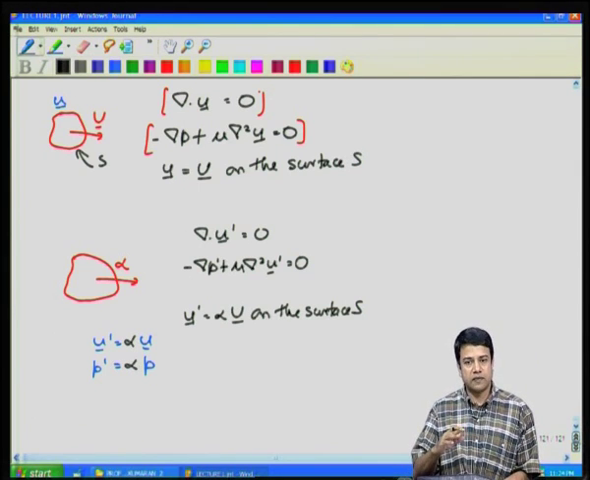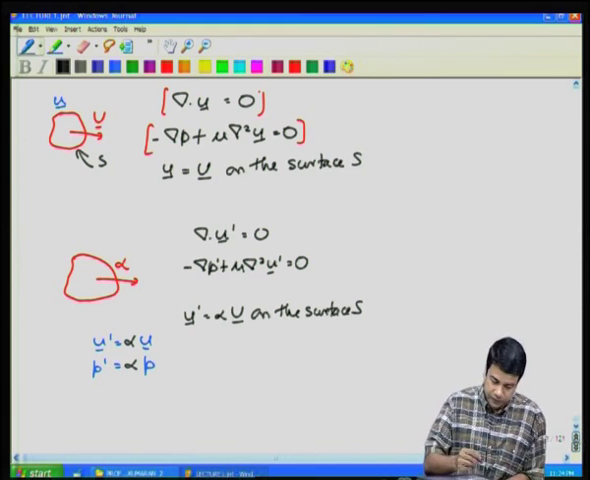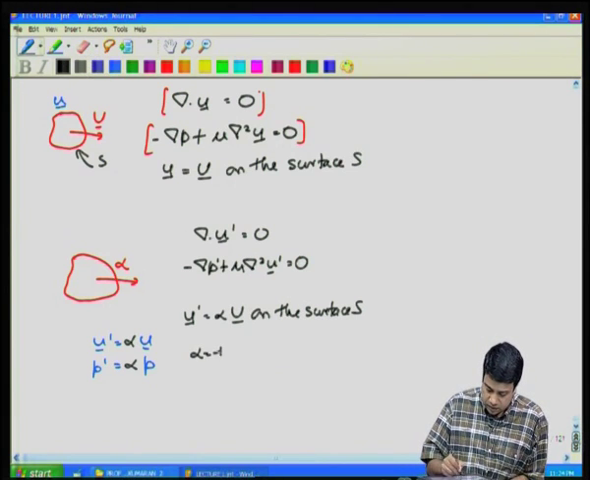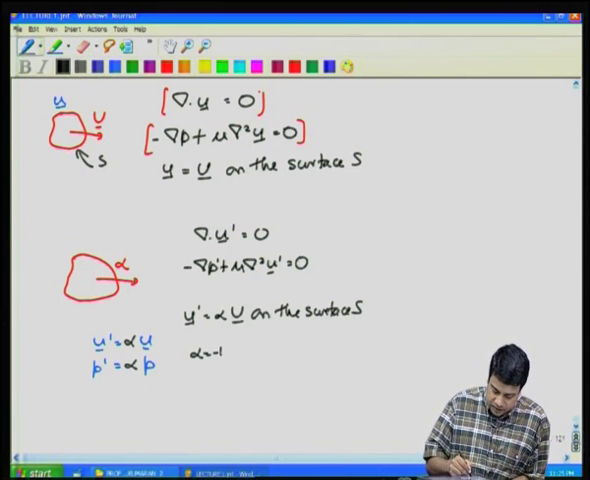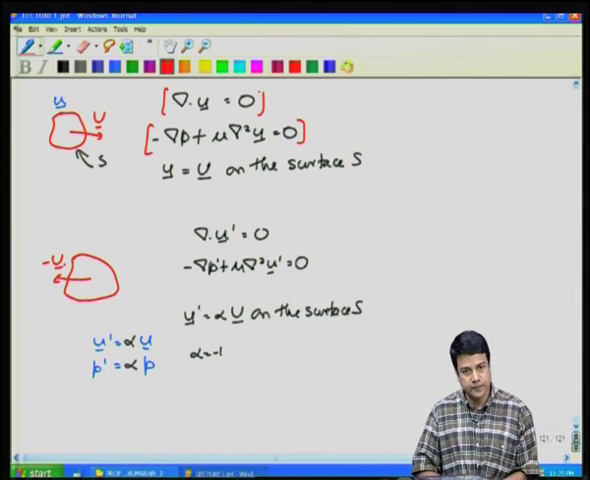So, if the boundary velocities are multiplied by some factor, the velocity of the fluid everywhere is multiplied by that same factor. That factor could be positive, it could be negative as well. So, if I use alpha is equal to minus 1, that means that the velocity on the surface is exactly reversed. So, the velocity rather than being from left to right is actually from right to left. The velocity is minus U on the surface.